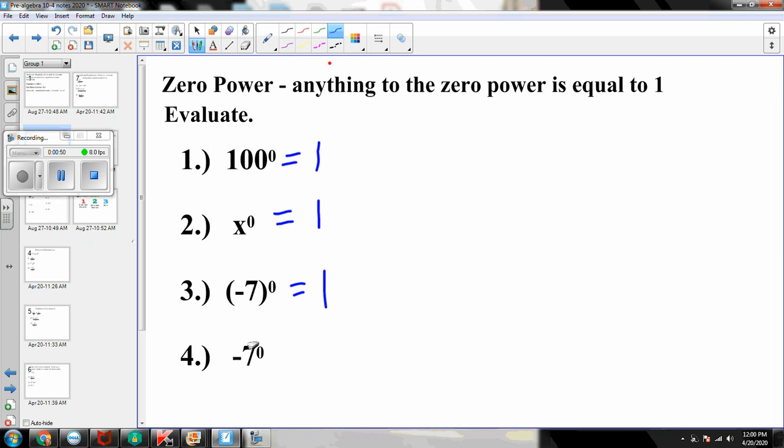Number 4 is a little different. It's -7 to the 0. There are no parentheses. So this means my answer is negative, and I'm going to find 7 to the 0. 7 to the 0 is 1. So this turns out to be a -1 because there's a negative sign out in front.